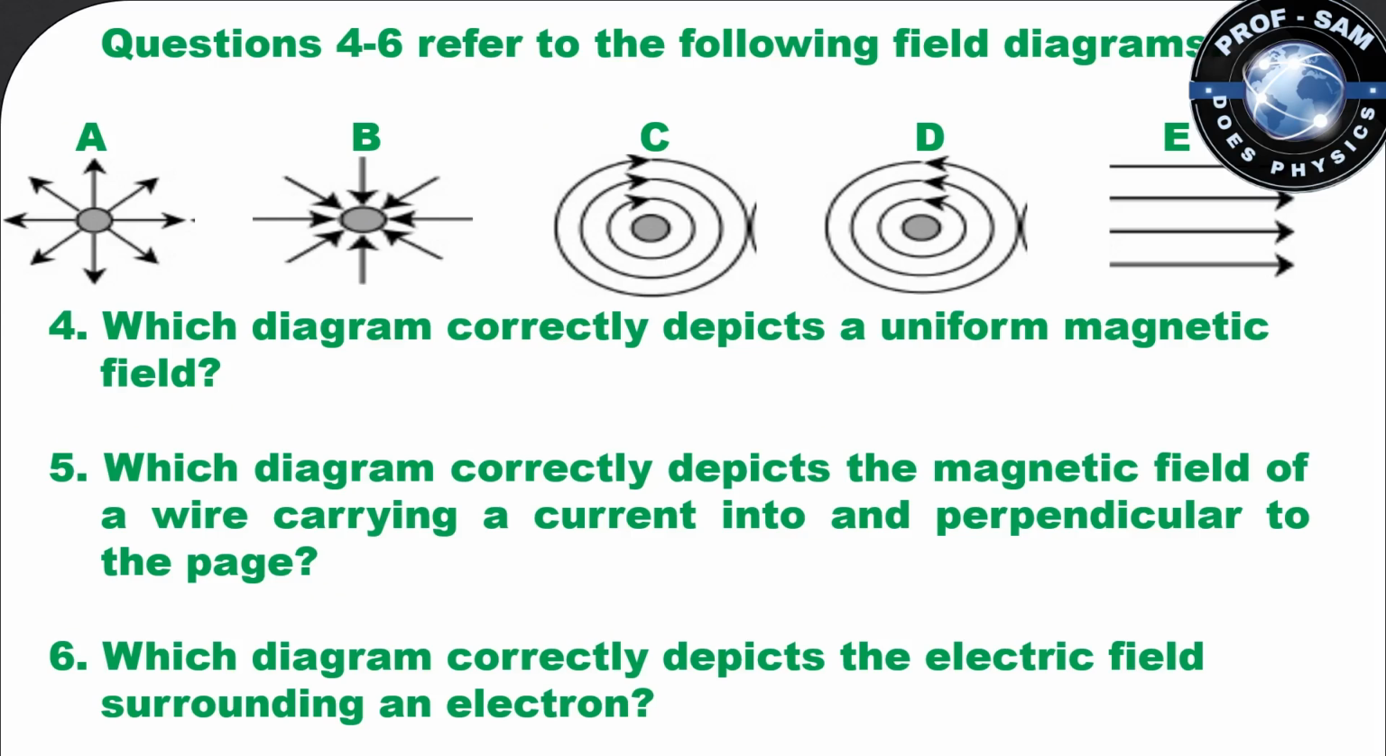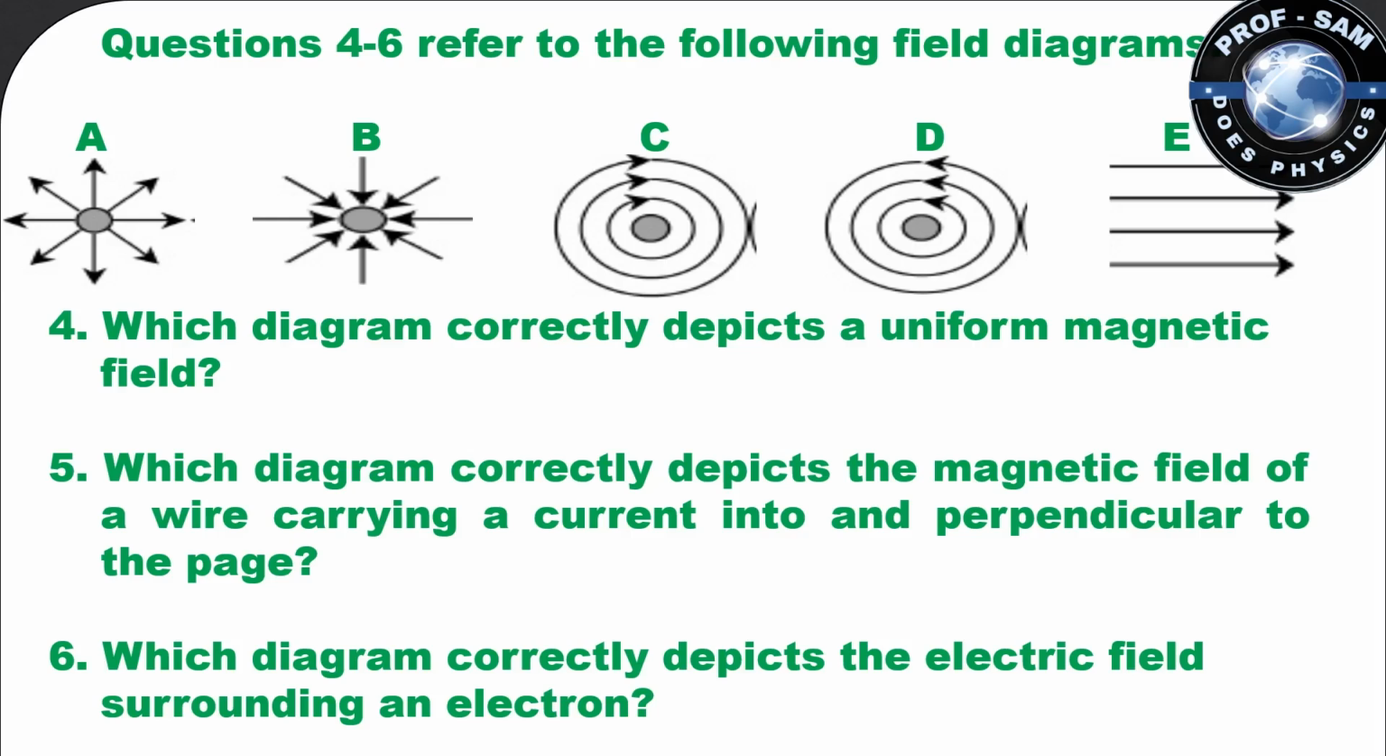Question 6. Which diagram correctly depicts the electric field surrounding an electron? Option B is the correct answer because electric field lines always point towards a negative particle, but at the same time they will point away from a positive particle. You need to understand that option A is for positive particles, not negative particles. So B is the correct option here.